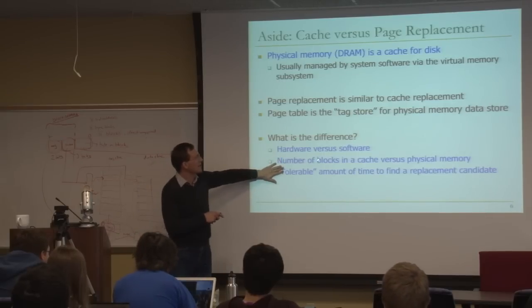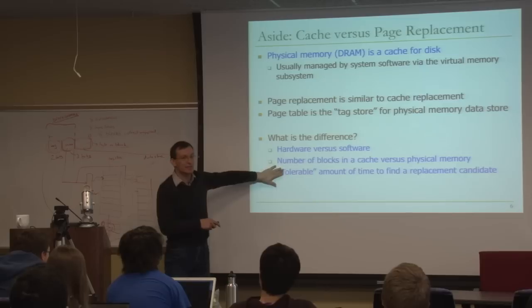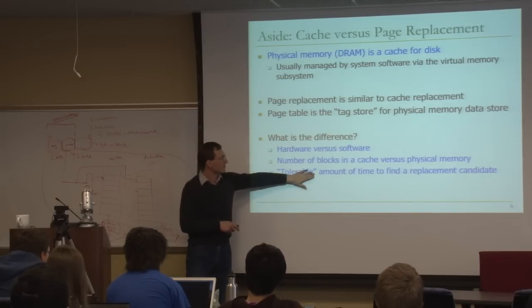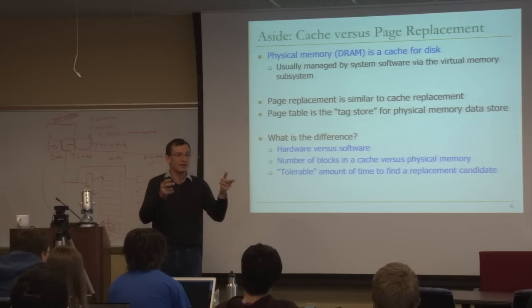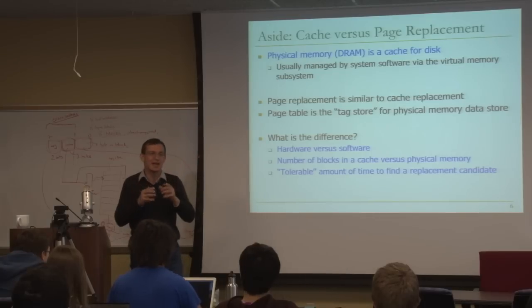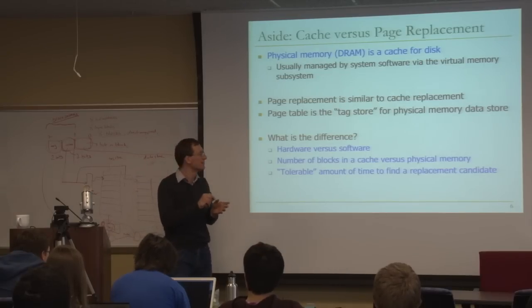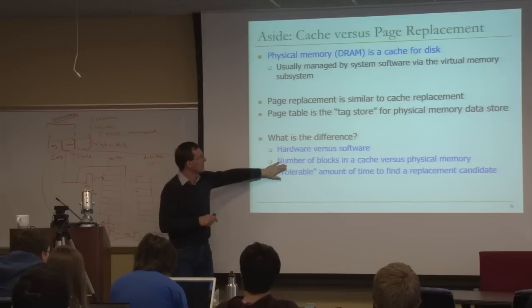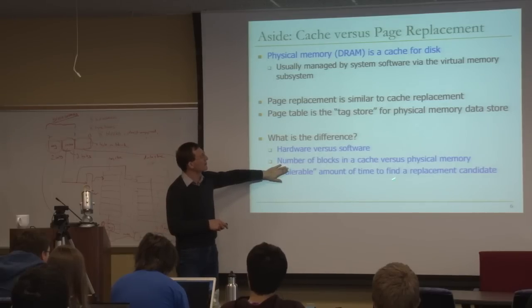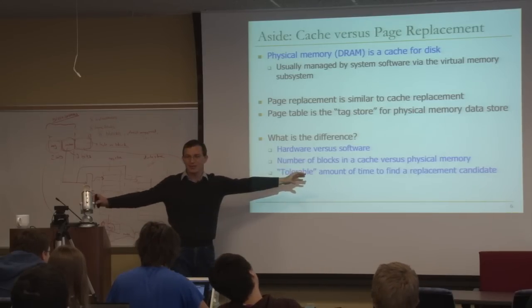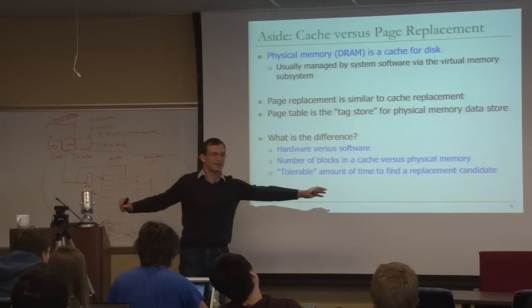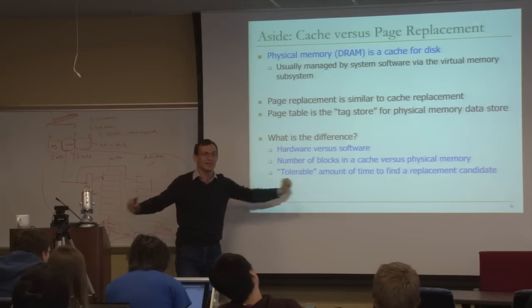Which means, how do you actually find the replacement candidate in physical memory? In a set associative cache, you look at only four things, right? In a four-way associative cache, you look at only four things to figure out which one should be replaced. In an n-way associative cache, you need to look at n things. What about the page table? If you would like to replace a page from the entire physical memory, do you look at all of the pages, all of the frames in physical memory? That's a lot of frames. That's 2 to the 20 frames, right? You don't want to do that.